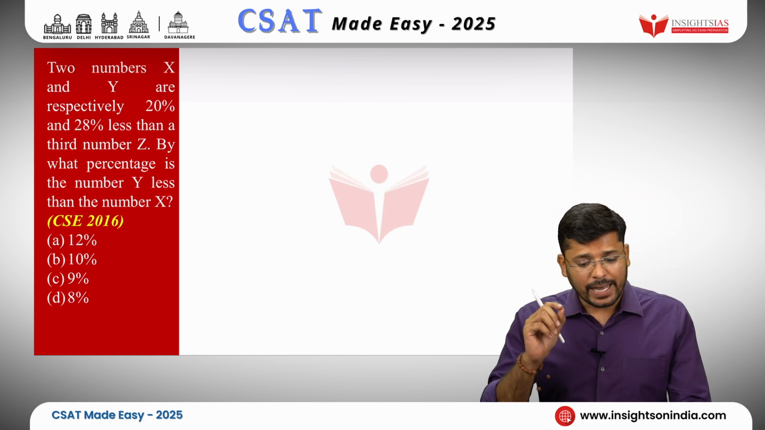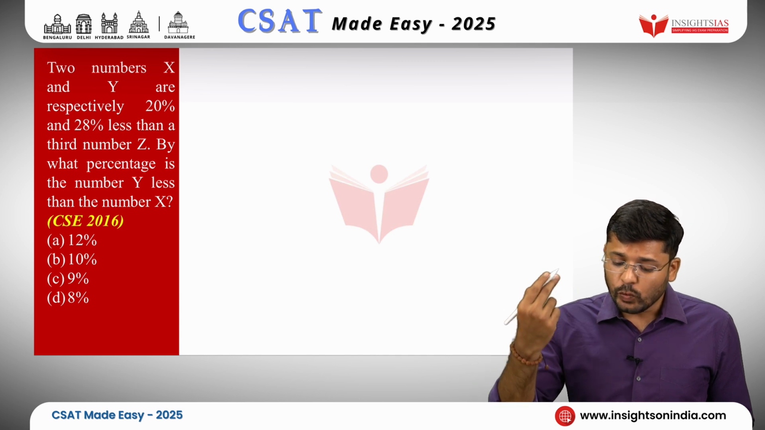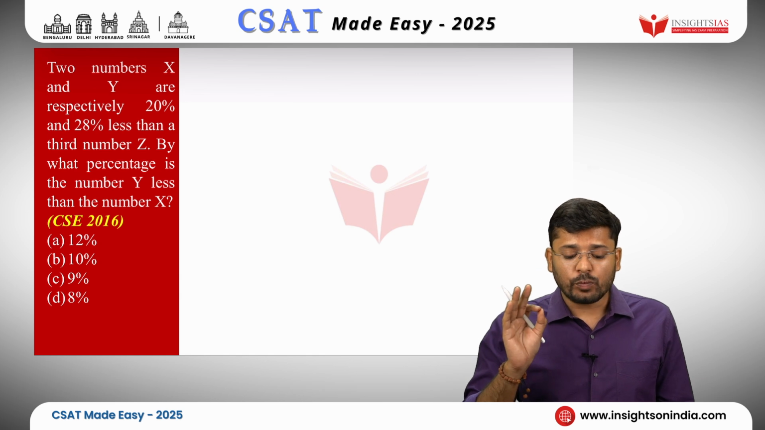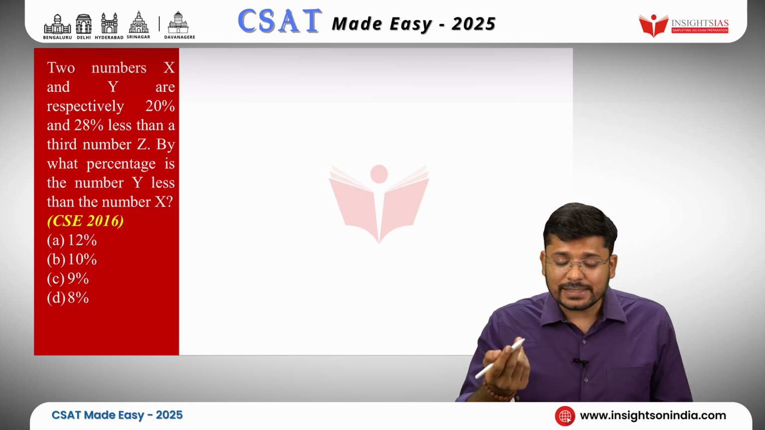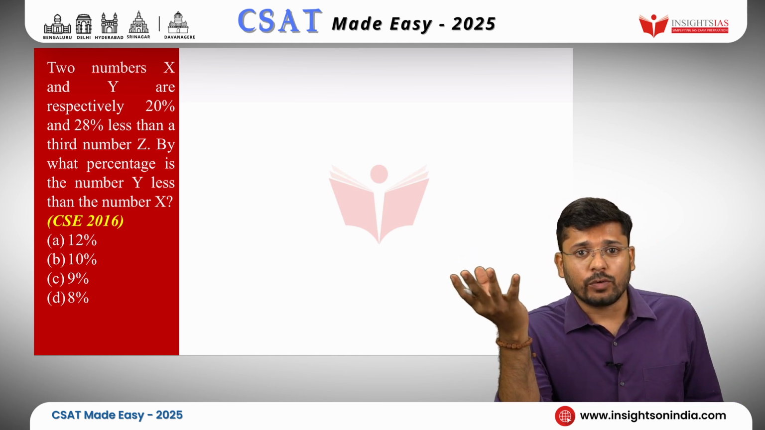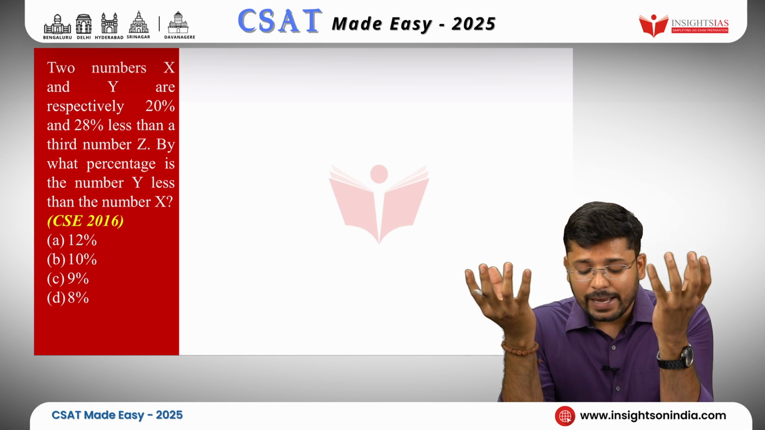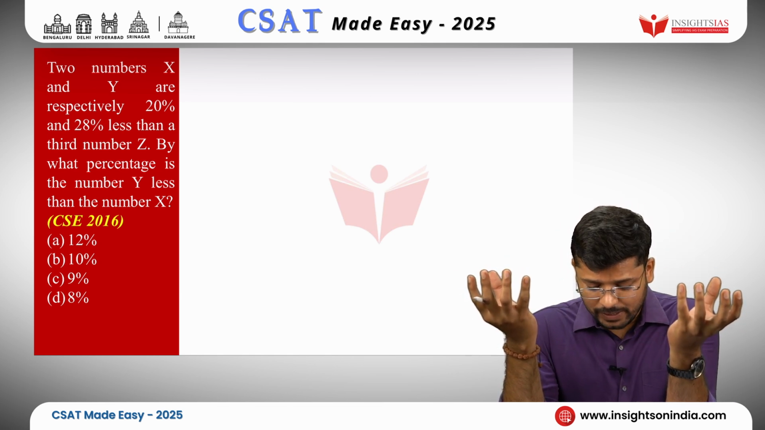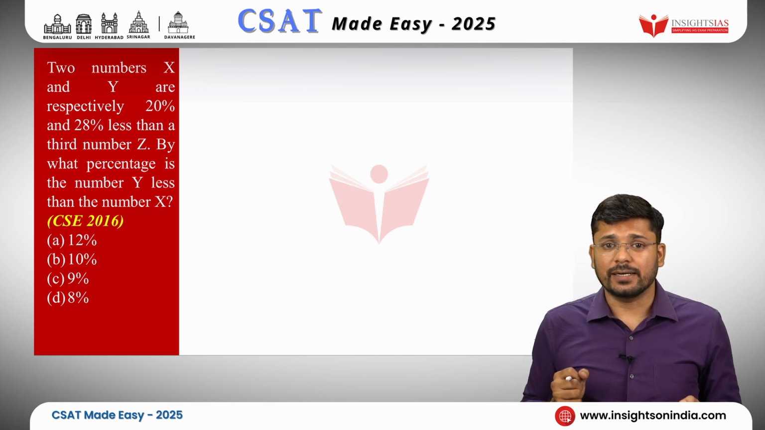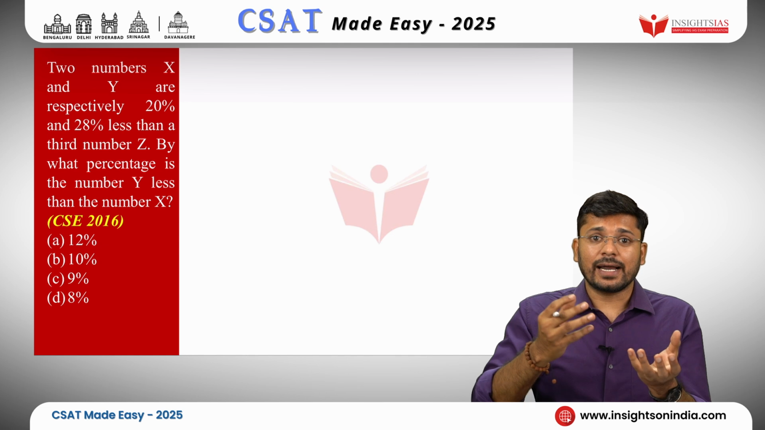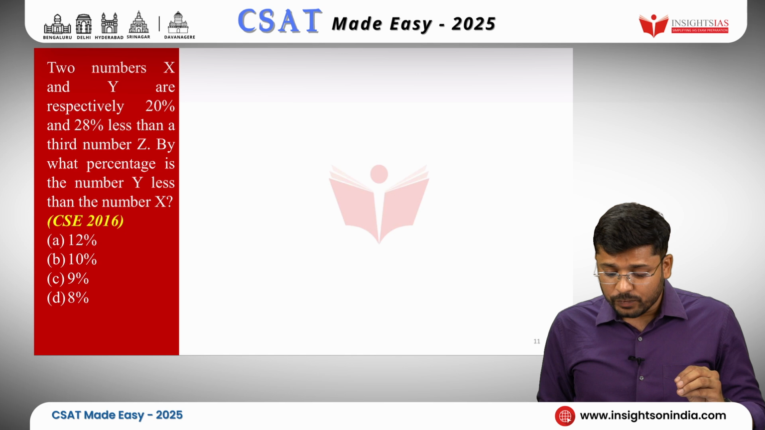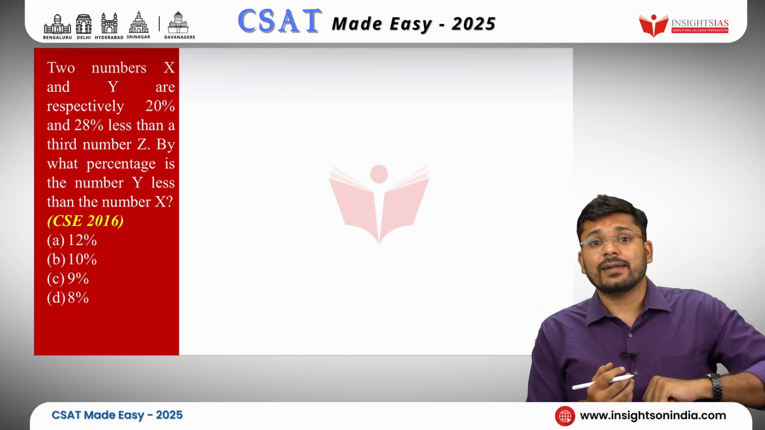Two numbers x and y are respectively 20% and 28% less than the third number z. By what percentage is the number y less than the number x? Okay, now there is some original number z, and x and y both are less than this z. X is 20% less than z and y is 28% less than z. Now we need to find out how much y is less than x.